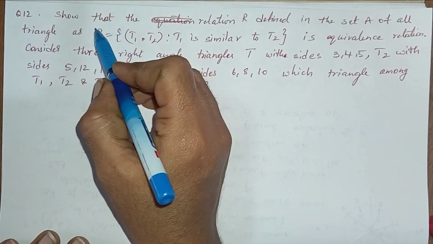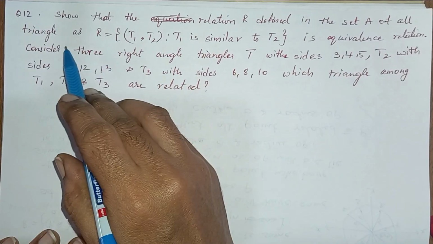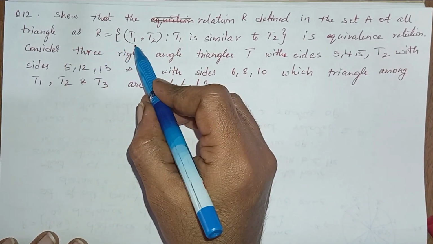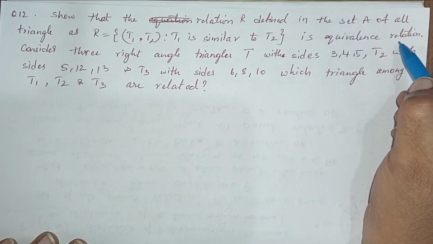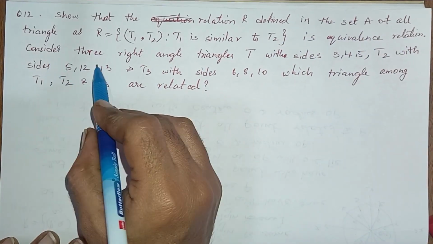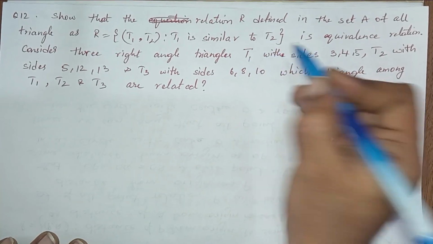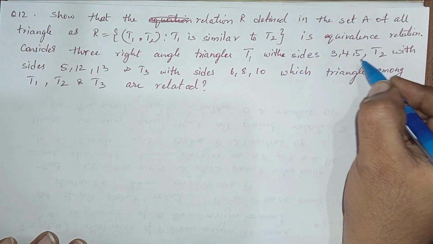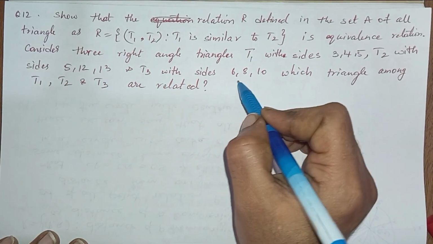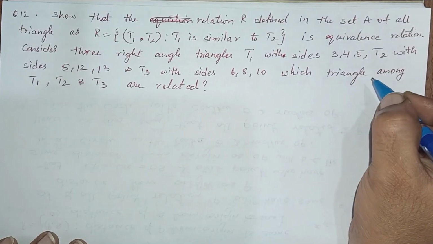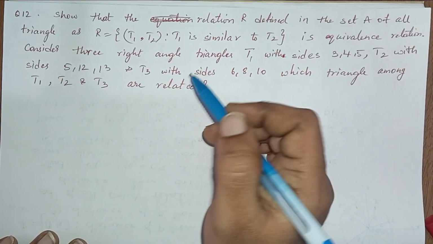So question number 12: show that the relation R defined in a set A of all triangles, R equal to (T1, T2) where T1 is similar to T2, is an equivalence relation. And consider three right-angled triangles: T1 with sides 3, 4, 5, T2 with sides 5, 12, 13, and T3 with sides 6, 8 and 11. Which triangles among T1, T2 and T3 are related?